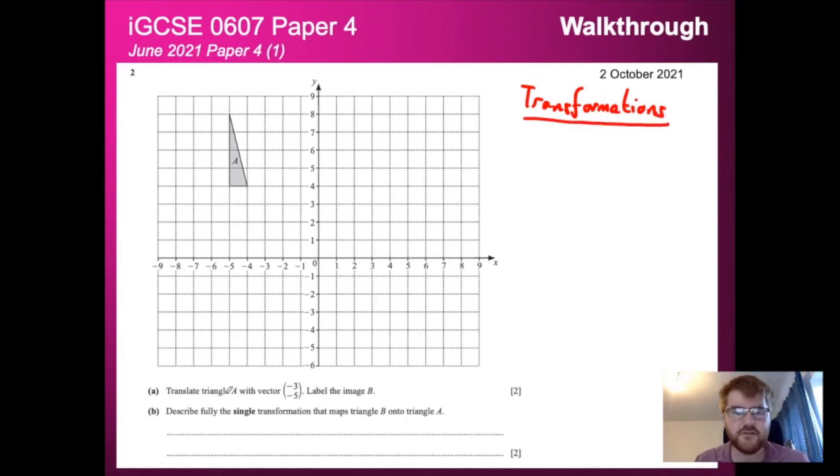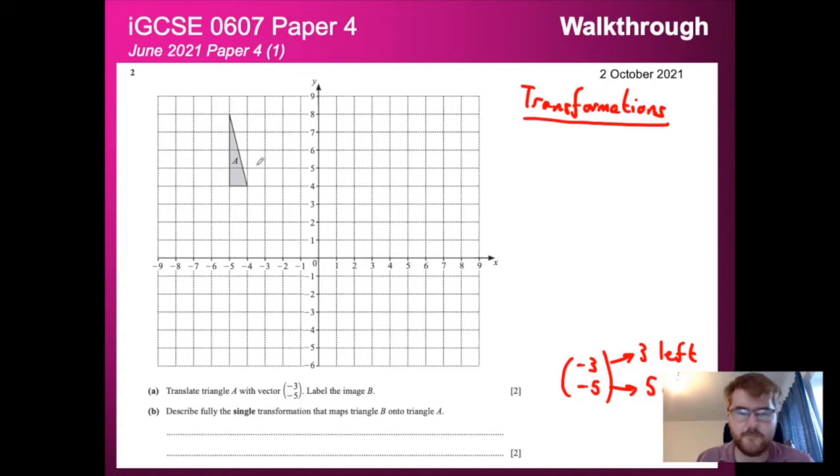First thing we're going to do is translate triangle A with the vector -3, -5. So reminder what this means. So our top number tells us whether we go left or right. Because it's a negative number, we're going to go 3 left. And our bottom number tells us whether we go up or down. And because it's negative, we're going to go 5 down.